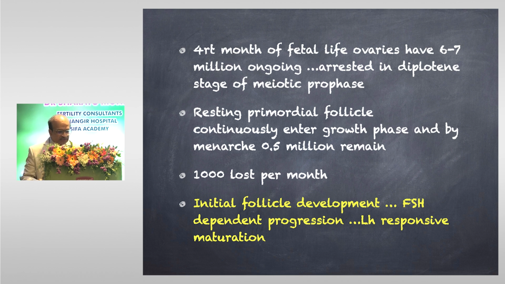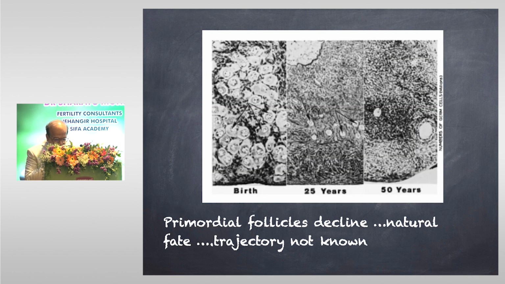The resting primordial follicles continuously enter a growth phase, and by menarche, about 0.5 million remain. About 1,000 are lost every month, and the initial follicle development is there. Then there is an FSH-dependent progression in this growth till preantral follicle, and then the LH responsiveness will come as the follicle matures. So LH is basically responsible for maturation of a follicle. The primordial follicles, as you see, at birth, there's a cluster of primordial follicles there, and by 25 years, it has come down to maybe just 1/5 or 1/4, and there is a further decline. At the age of menopause, there are hardly any primordial follicles remaining.